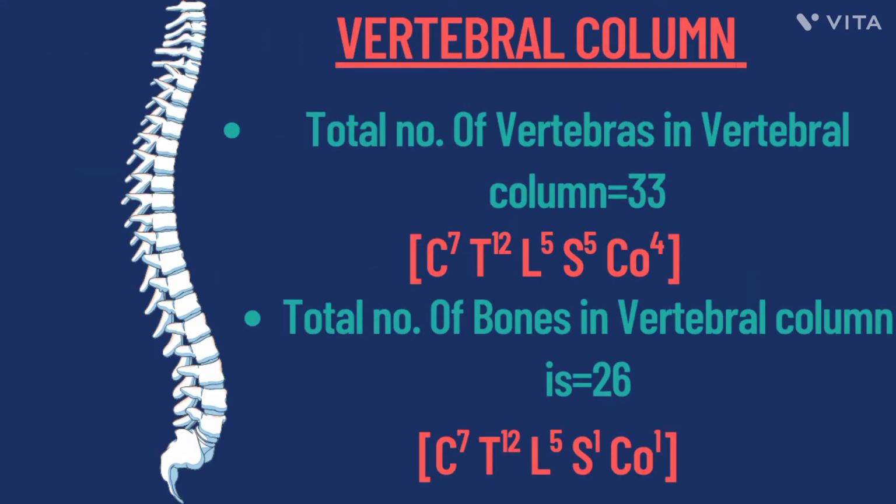The vertebral column has 5 regions: cervical, thoracic, lumbar, sacral and lastly coccygeal. The cervical region has 7 vertebrae, thoracic has 12 vertebrae, lumbar region has 5 vertebrae, sacral has 5 vertebrae, same as lumbar, and coccygeal has 4 vertebrae. So a total of 33 vertebrae are present in a vertebral column. But in the case of number of bones, it is only up to 26 because the 5 vertebrae of the sacral region fuse to make a single bone, and the same is the case with the coccyx. 4 vertebrae fuse to make one single bone.